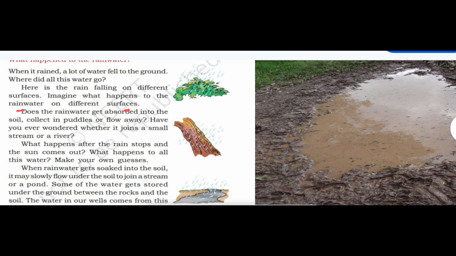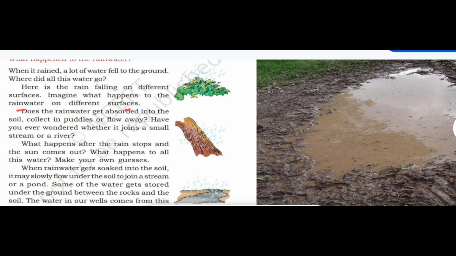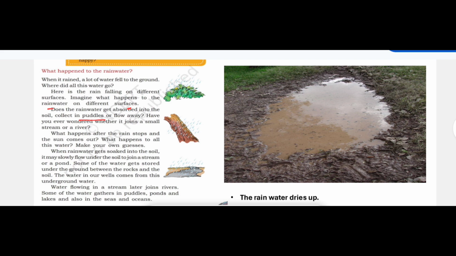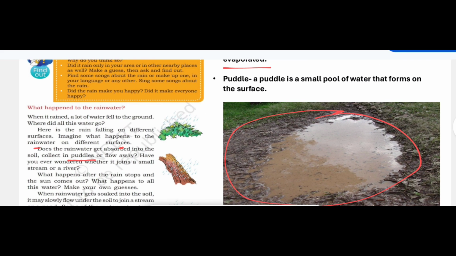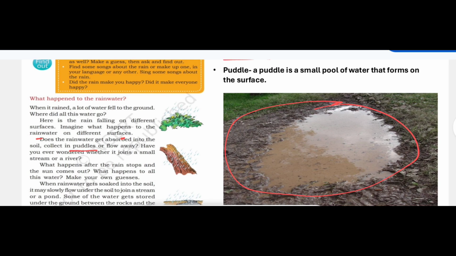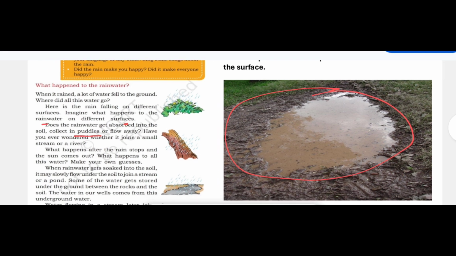Does the rainwater get absorbed into the soil, collect in puddles or flow away? Have you ever wondered whether it joins a small stream or river? So what happens? Here we found a new word, puddles. What is a puddle? You can see it in an image over here. This is a puddle. A puddle is a small pool of water that forms on the surface. So every time it rains, you might have seen water getting collected. So this is basically a puddle.